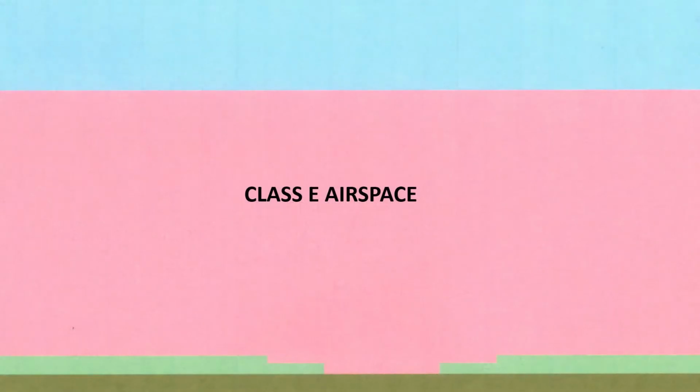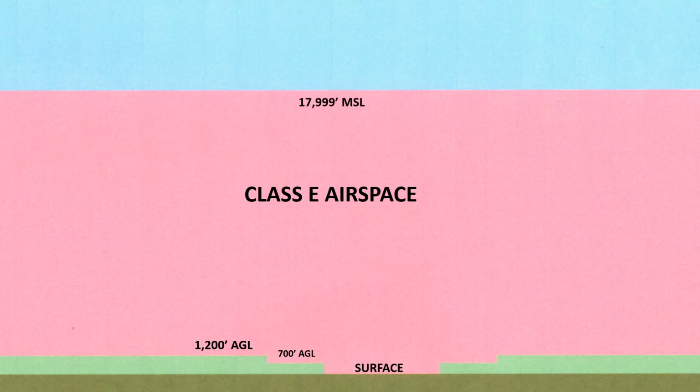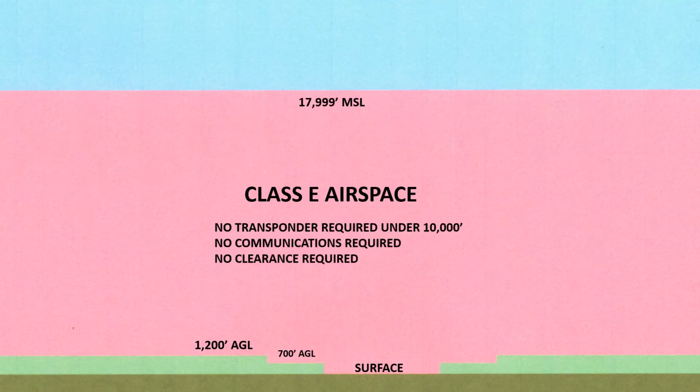Class E airspace for the most part is everything above Class G airspace. That same 1,200 foot AGL down to 700 foot AGL inside the magenta vignette, and in some airport areas all the way down to the surface. It has upper limits all the way up to Class A airspace over 17,990 feet MSL. No transponder is required under 10,000 feet.